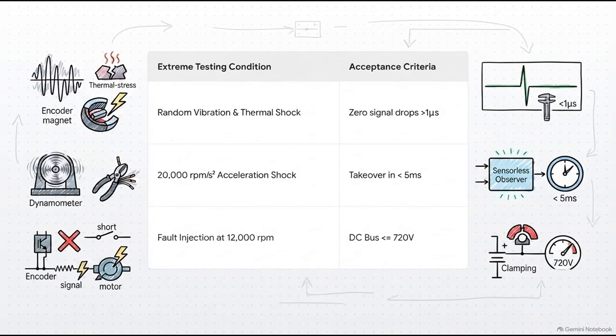Next, on a dynamometer running at deep thermal saturation, they inject a violent 20,000 RPM per second squared acceleration shock whilst manually cutting the sensor wires. The software's sensorless observer must seamlessly take over control in under 5 milliseconds with minimal torque ripple. And finally, the boss fight. At a full load of 12,000 RPM, engineers intentionally short-circuit the encoder signals. As we covered, the safety management unit must hit that FTTI limit, diagnose the fault, and flawlessly execute the active short circuit, clamping the bus under 720 volts without blowing a single power switch.